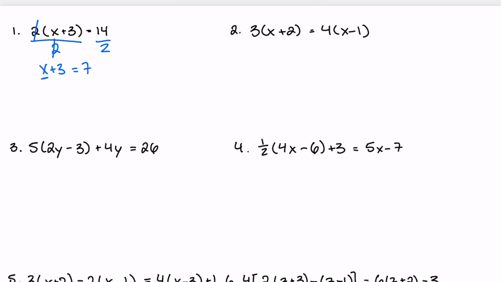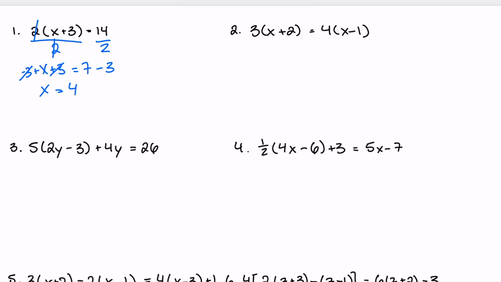Now to get x by itself, we need to get rid of this positive 3, so we're adding 3 on the left side. So to get rid of that, we need to subtract 3 on the left side. But what we do to the left side, we also must do to the right side. So we're going to subtract 3 from the right side as well. So this negative 3 and the positive 3 will cancel out, giving us x. And then 7 minus 3 is 4. So our answer is x equals 4.